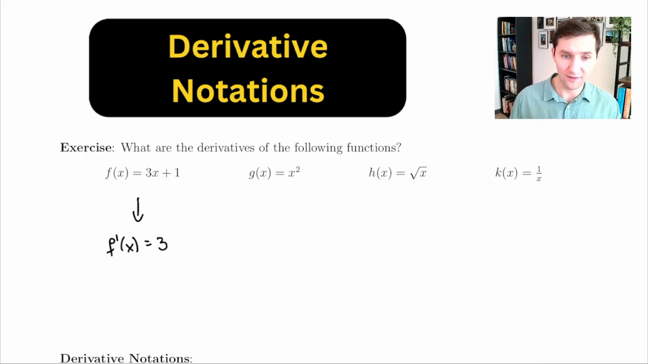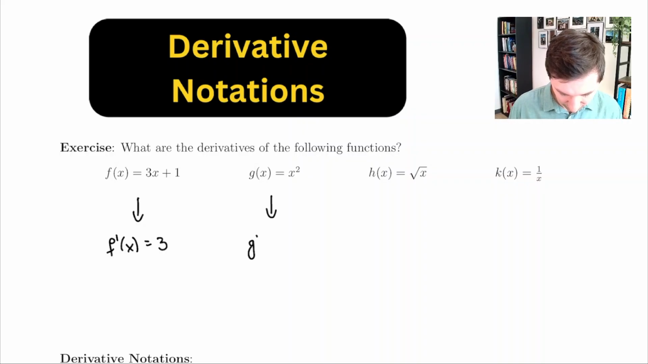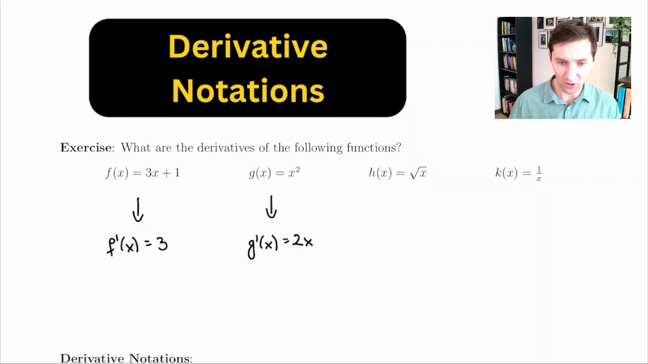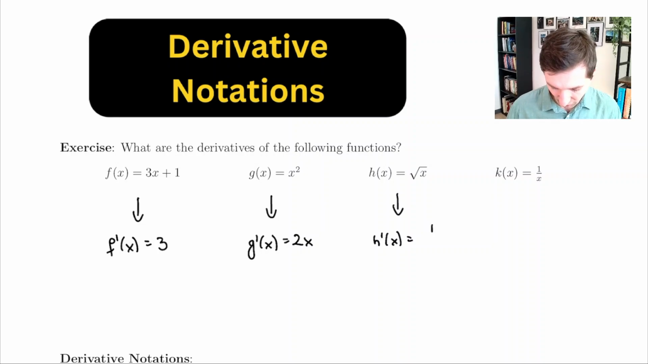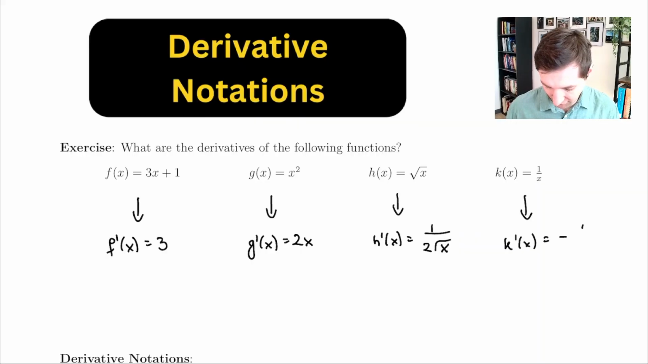We used the limit definition of the derivative to show that the derivative of x squared is 2x. We also used the limit definition of the derivative to show that the derivative of square root of x is 1 over 2 square root of x. And finally, we used the limit definition of the derivative to show that the derivative of 1 over x is negative 1 over x squared.